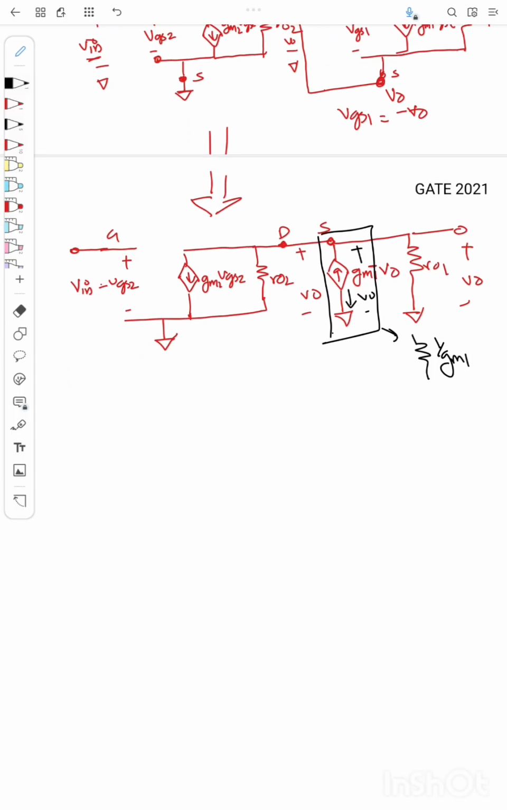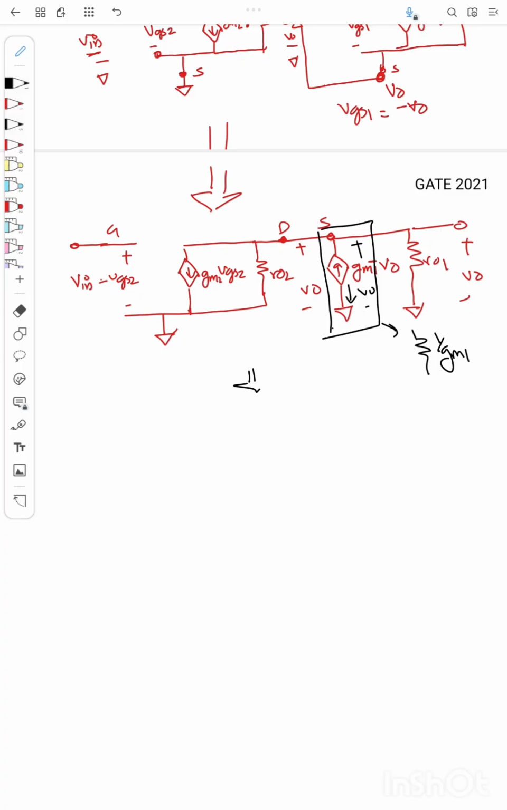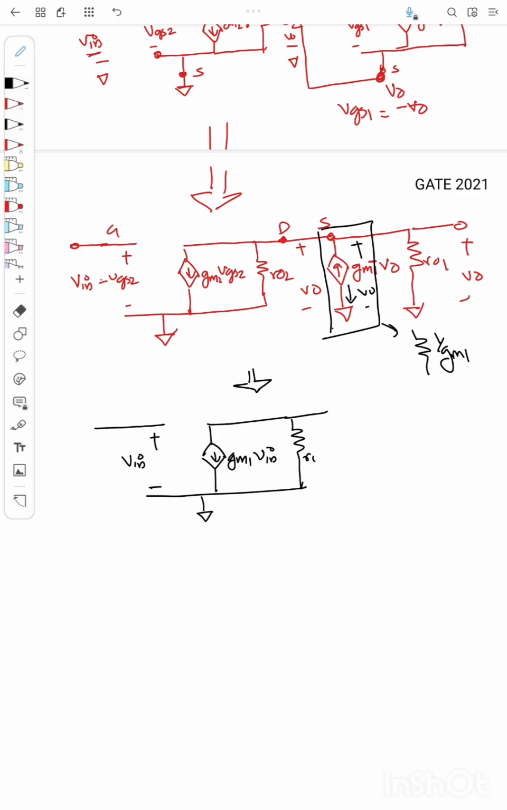So I'll just redraw this circuit once more. I can redraw it like this, GM1, VGS2, or here instead of VGS2 I can write V in itself, since VGS2 is the same as V in. And here I have R0 2. Now I will change this dependent source to 1 by GM1, and I have R0 1.